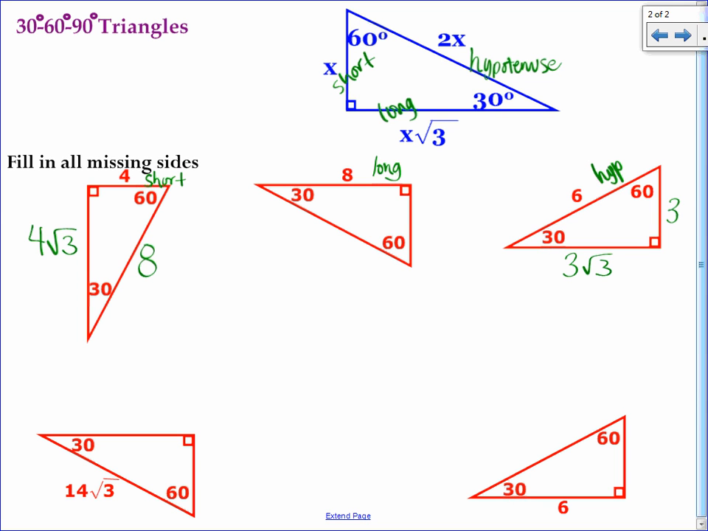From the long leg to the short leg, what did we do? In this direction, we divide by the square root of 3. Okay, so I would write that on your picture. Okay, well, let's do that. From here to here, we need to take 8 and divide by the square root of 3.